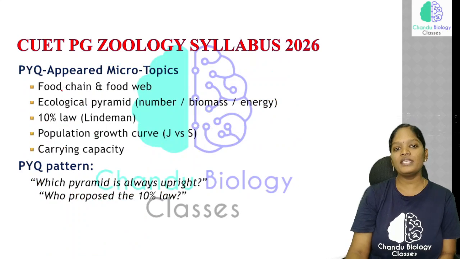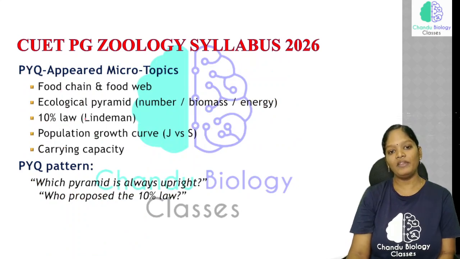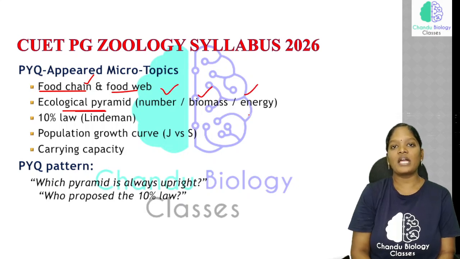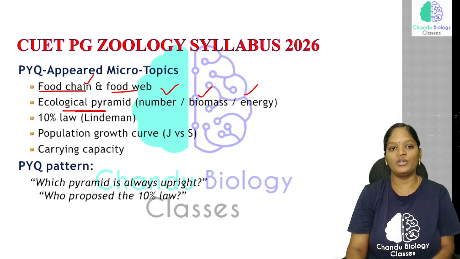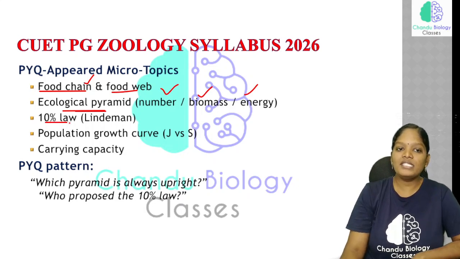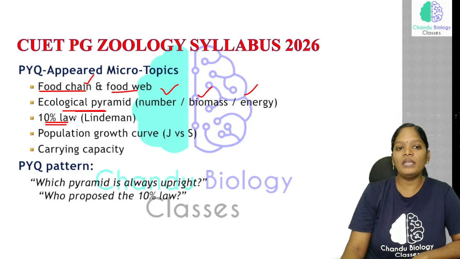In the PYQ analysis, we can come across questions from the topics called the food chain and the food web, and the ecological pyramid based on number, biomass, and energy with respect to the aquatic ecosystem and terrestrial ecosystem. And what is meant by the 10% law? This 10% law is also called Lindeman's rule.